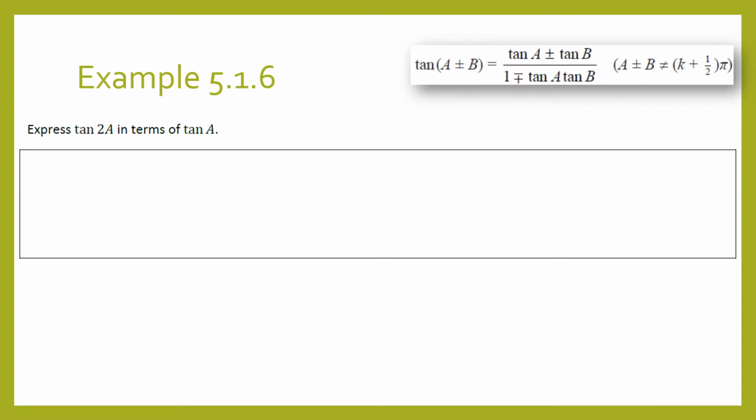In previous examples, we have derived the double angle formulae for sine 2A and cos 2A. Remember, there are 3 of them for cos 2A. We're now going to derive tan 2A, and it's a very similar process to the previous 2 examples. So please try and use those to guide you, and pause the video and have a go at this one yourself. So pause the video now and have a go.